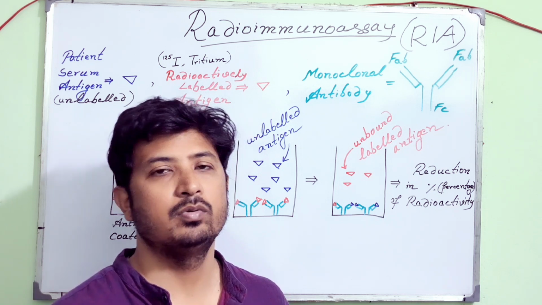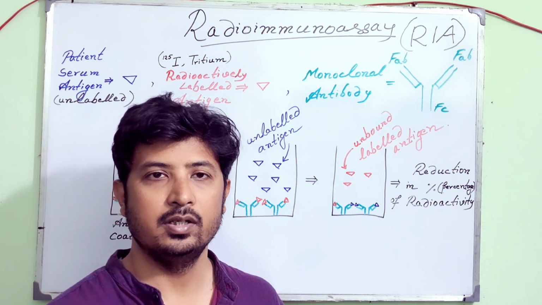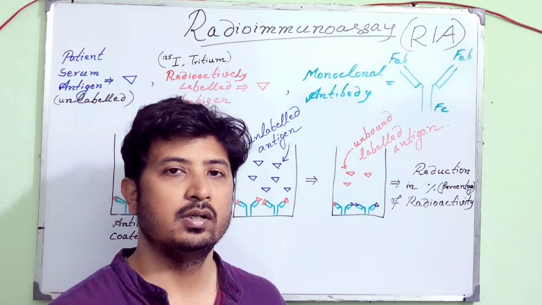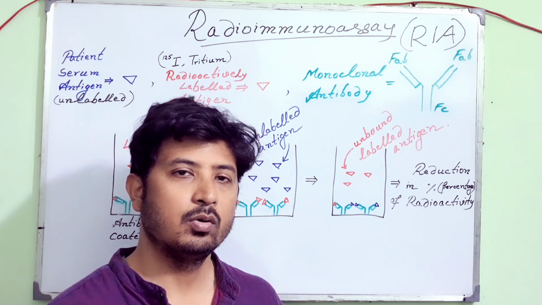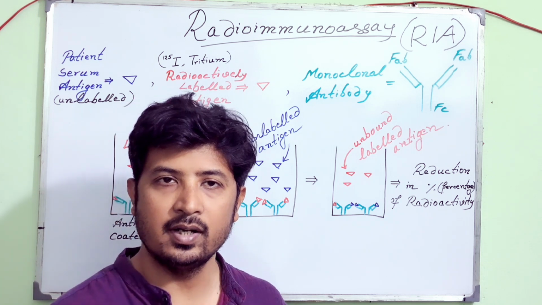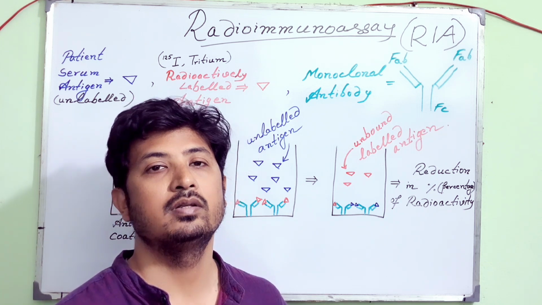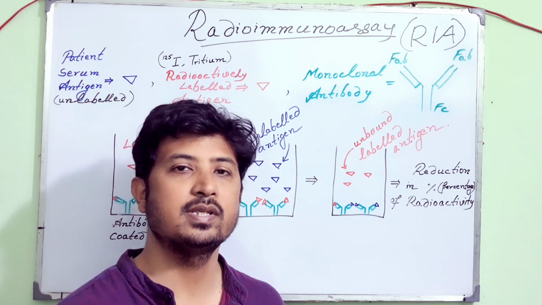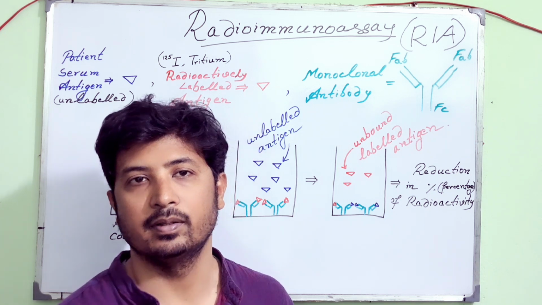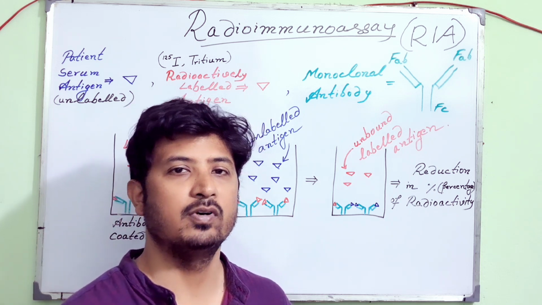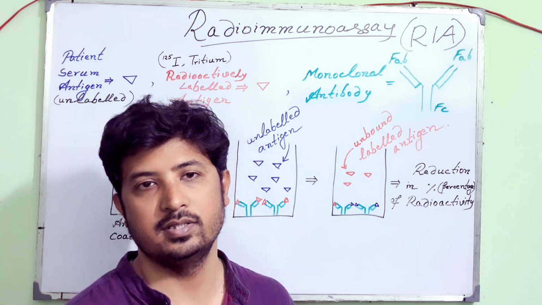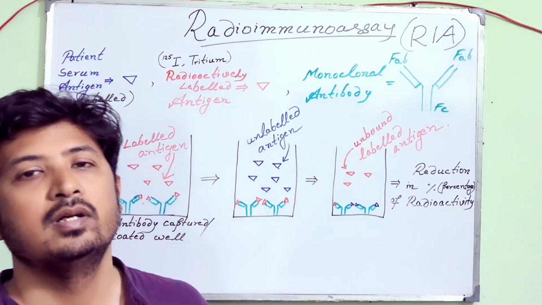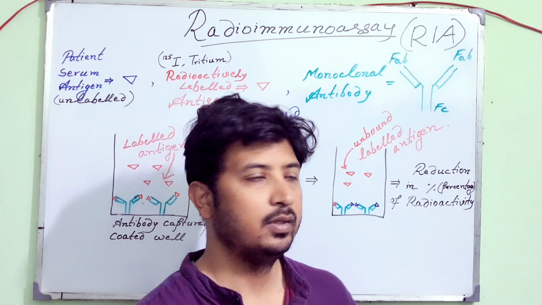This radioimmunoassay can be used for the detection of antigen or antibody, for qualitative and quantitative analysis. That means you can only detect the antigen, or you can quantify the concentration of the particular antigen in your sample or in the patient sample. I will show you first how to detect the antigen, then I will tell you how to quantify the antigen in the patient serum. So let's start.